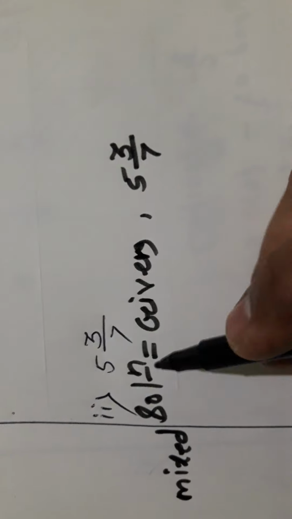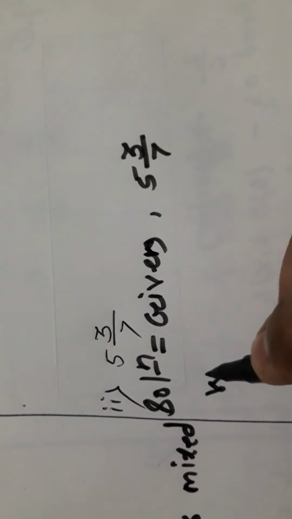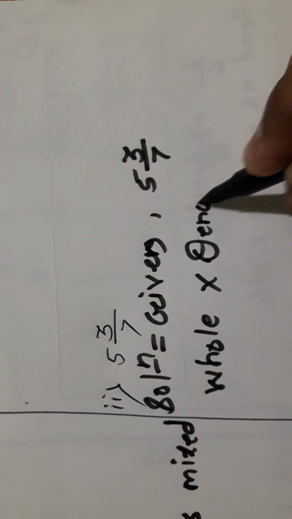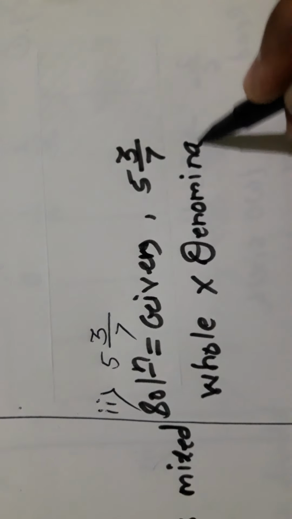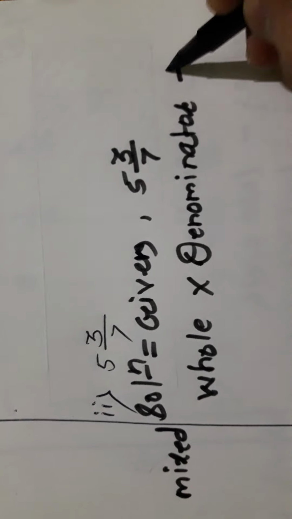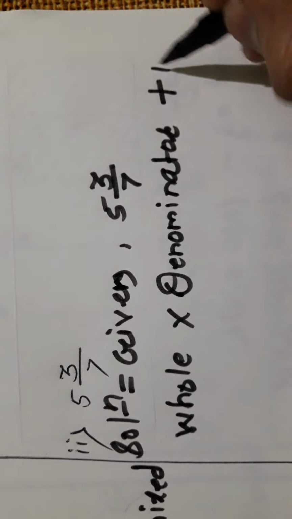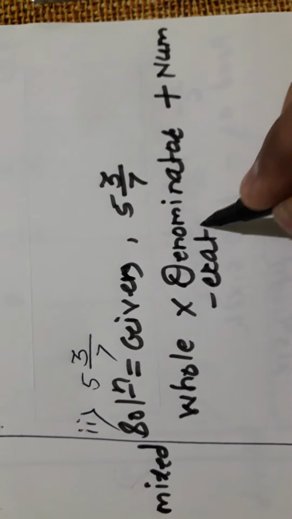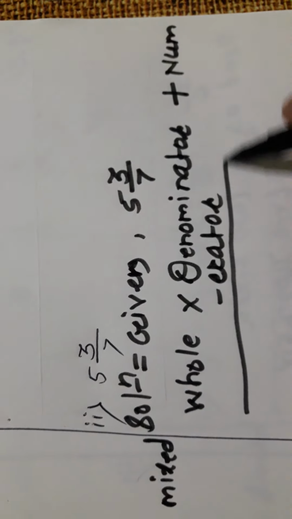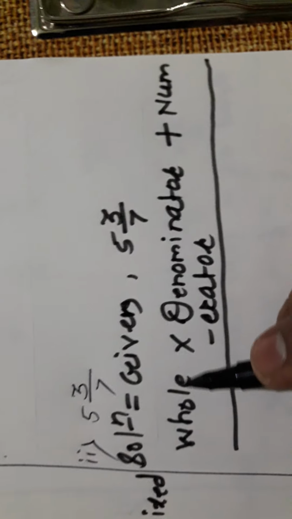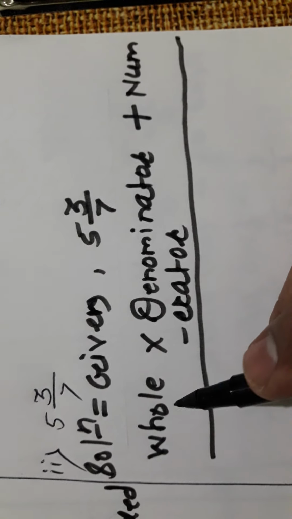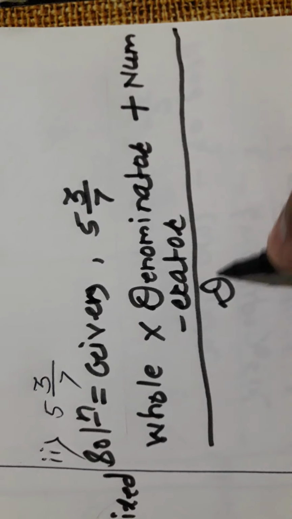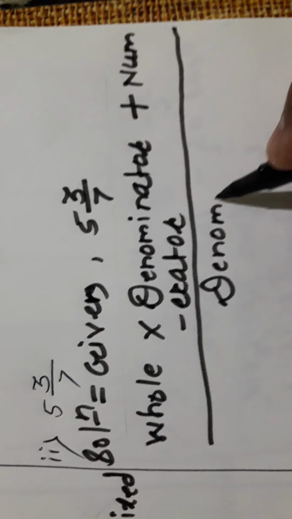For that purpose, what was the formula? Once again, I will write the formula here. Whole into denominator plus numerator. Whole into denominator, into means multiply, plus numerator, divided by denominator.